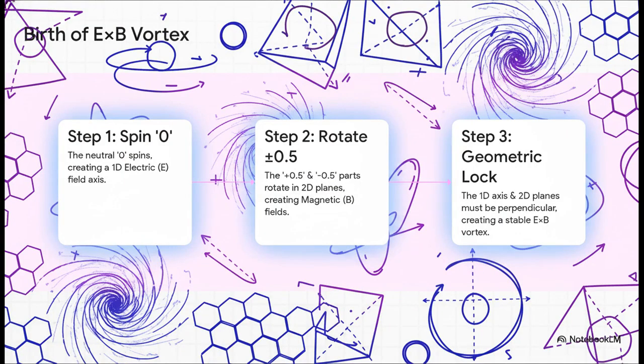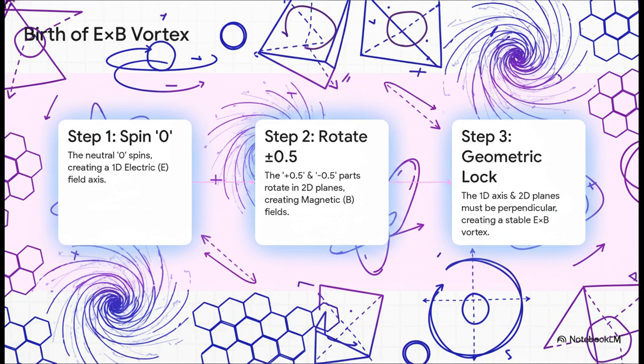So how does this trinity turn into an engine? This is where it gets really cool. It all happens at the same time, right? The neutral, zero aspect, starts spinning, and it creates a 1D axis, kind of like an axle. That's our electric field, the E. Simultaneously, the expansive and contractive parts rotate in 2D planes around that axis. That creates our magnetic fields, the B.